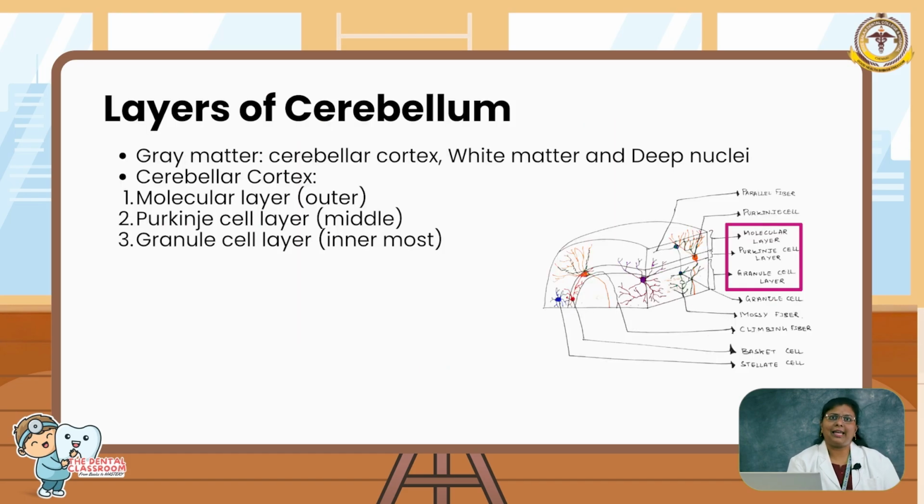So there are a few layers present in the cerebellum. It is divided into three main layers: grey matter, white matter and deep nuclei. The grey matter includes the cerebellar cortex. The cerebellar cortex has another three layers: the molecular layer, Purkinje cell layer and granular cell layer. The molecular layer is the outer layer, the granular layer is the inner layer of the cerebellar cortex, and the Purkinje layer is the middle layer.